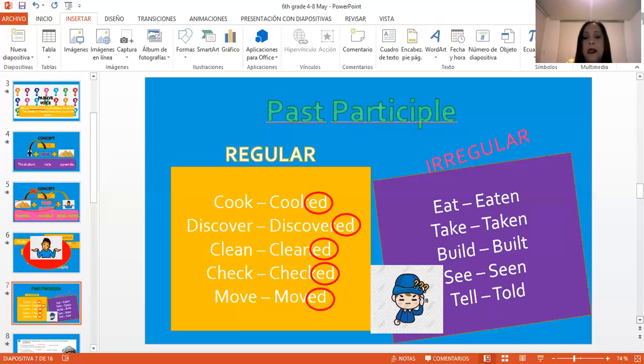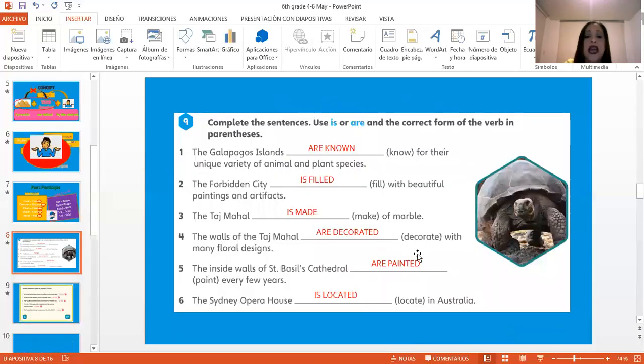Now, here we have some sentences and we have the passive form or the structure in red. Look, complete the sentences. Use the auxiliary is for singular or the auxiliary are and the correct form of the verb in parentheses. The verb is know. And we say, these are sentences in the passive voice.